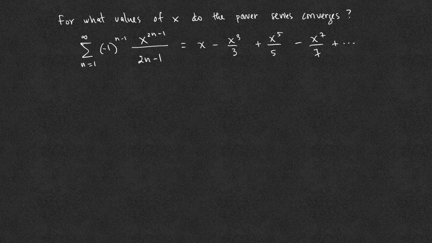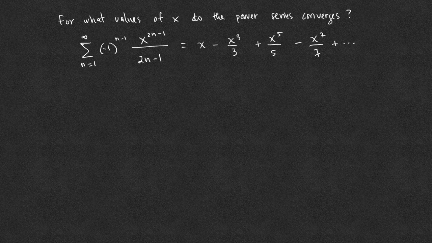When n equals 1, the term is positive, and we have x to the 2 times 1, which is 2, 2 minus 1 is 1, so it is x over 1. When n equals 2, the term is negative, so we have x cubed over 3. 2n minus 1 is the formula for odd integers.